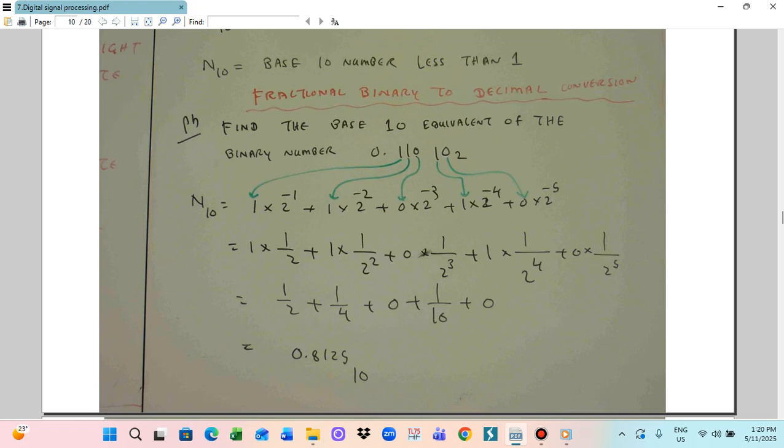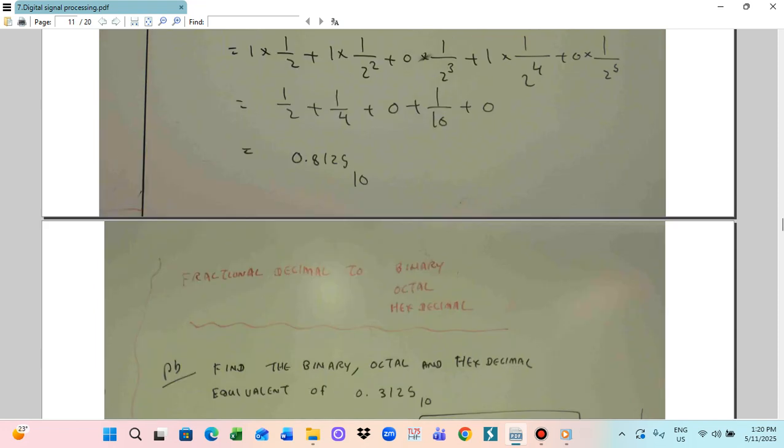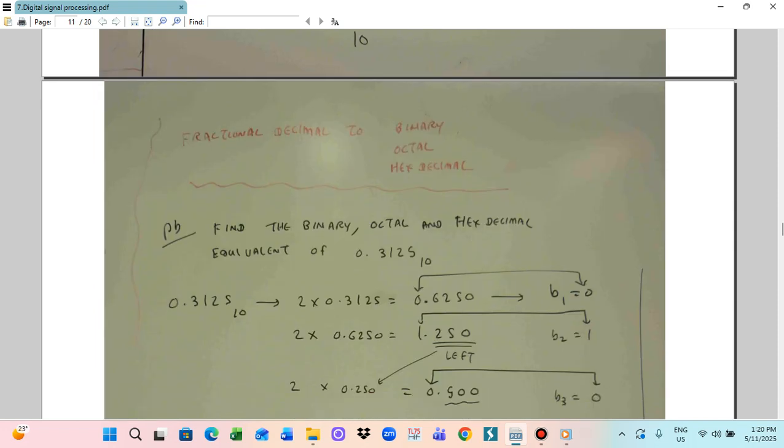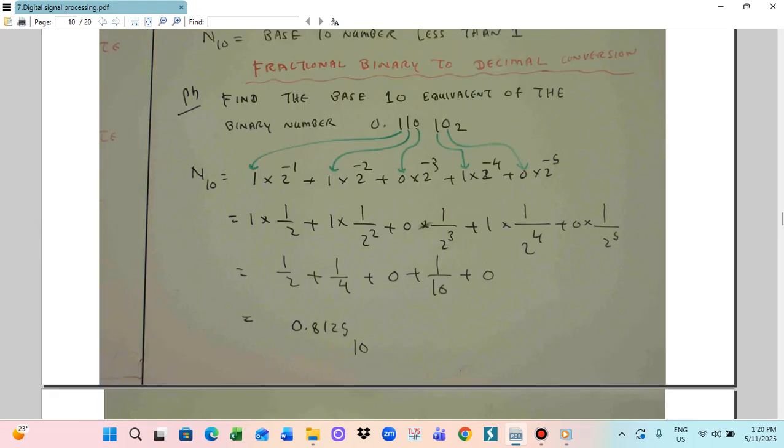So how to convert to a binary number? You have to use base 2, so you need to multiply with 2. This is what we calculate here. 0.3125 base 10, you need to multiply with 2. So 2 multiply 0.3125 means 0.6250. This means we haven't got any integer yet. So no integer, just write the 0.